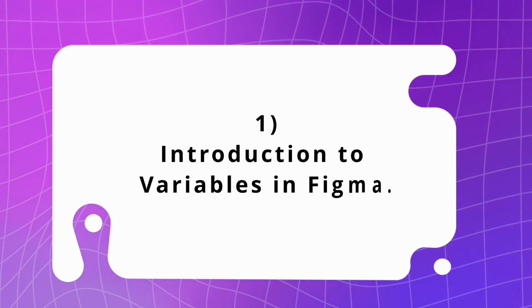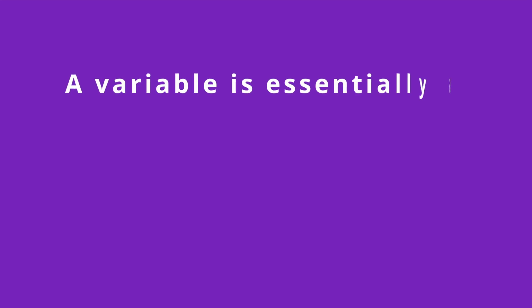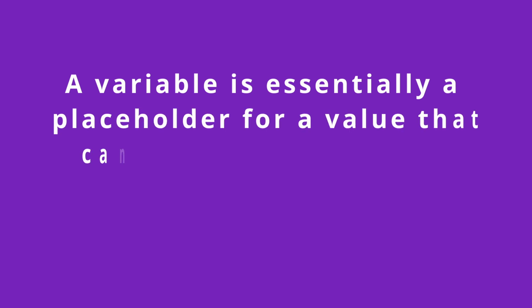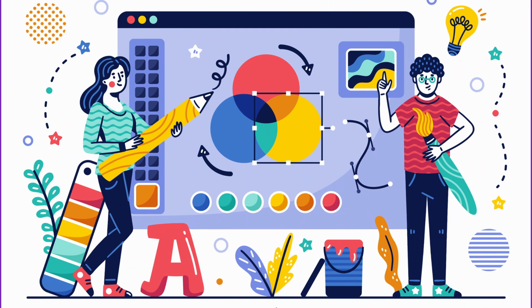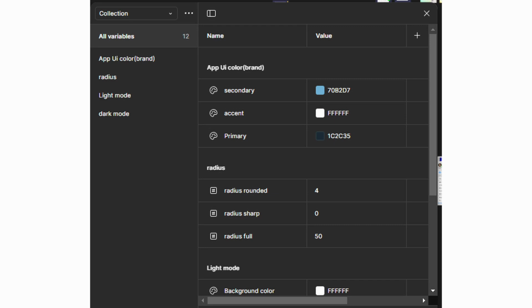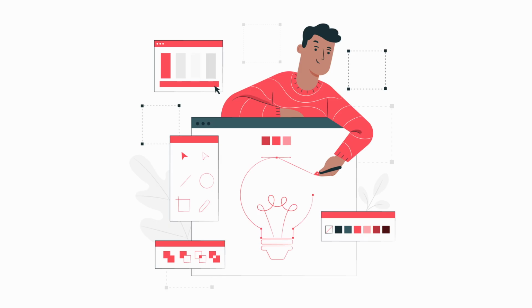So let's start with what are variables and why do they matter? A variable is essentially a placeholder for a value that can change, allowing you to easily manage and update your designs. Variables in Figma are incredibly useful because they allow you to store reusable values such as colors, spacing, text, and numbers that can be applied to multiple elements across your designs.